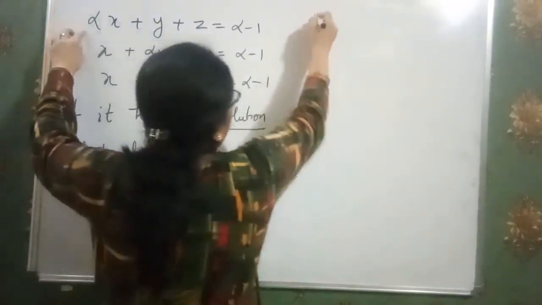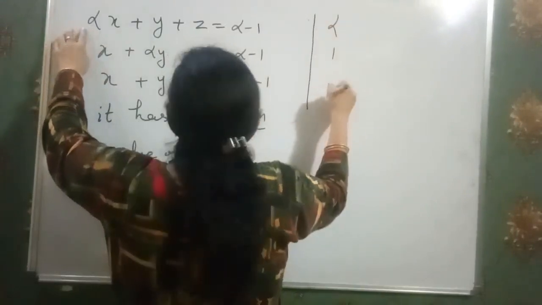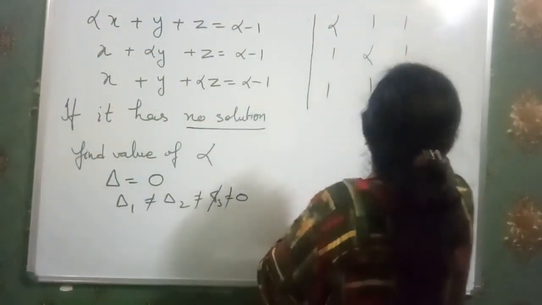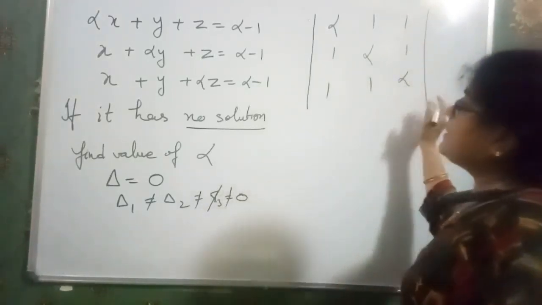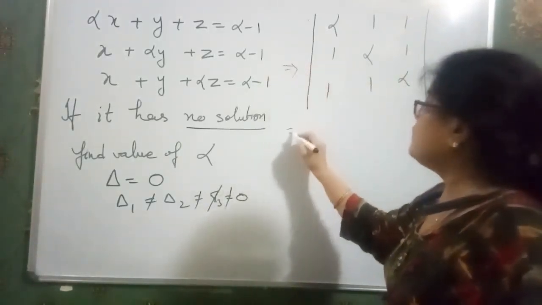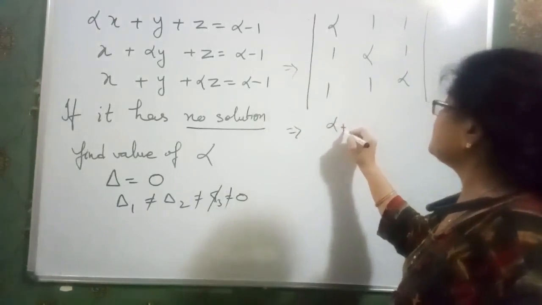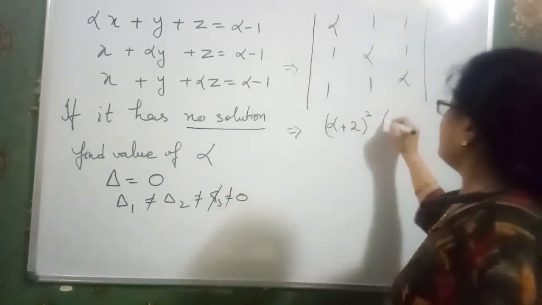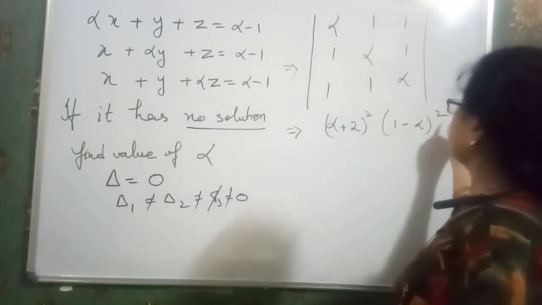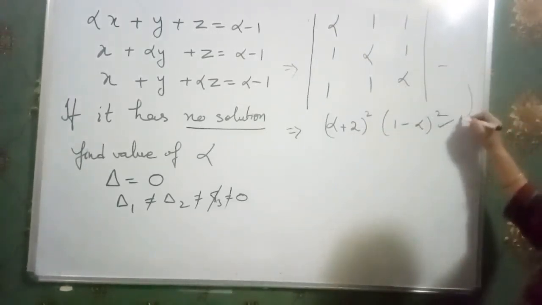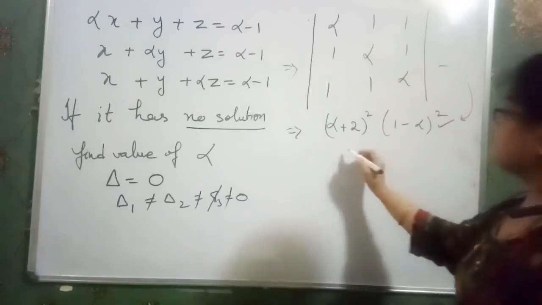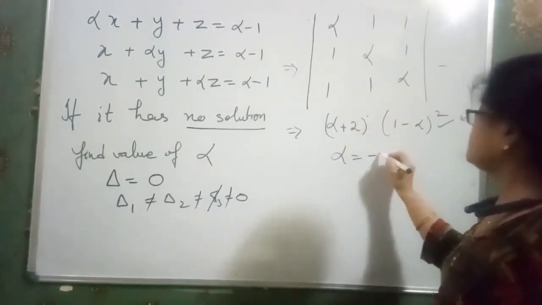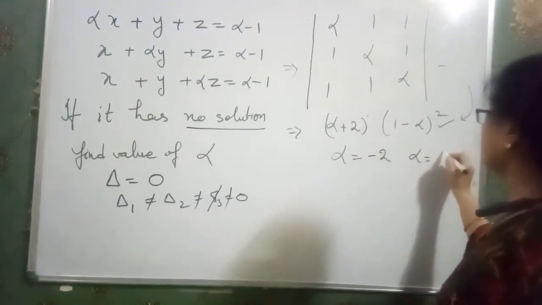Okay, so that means we have the determinant equal to 0. So we write over here alpha 1 1, then 1 alpha 1, 1 1 alpha. After expanding it, we got the value of the determinant as (alpha plus 2) whole square, we just add all these, and (1 minus alpha) whole square. This is the value of the determinant. Now, we have here the two values, alpha is equal to minus 2 and alpha is equal to 1.